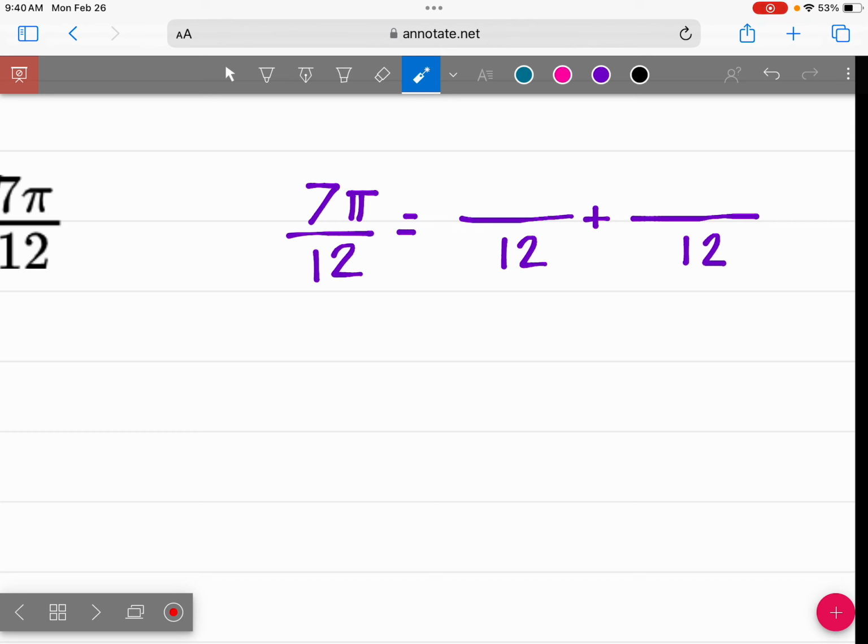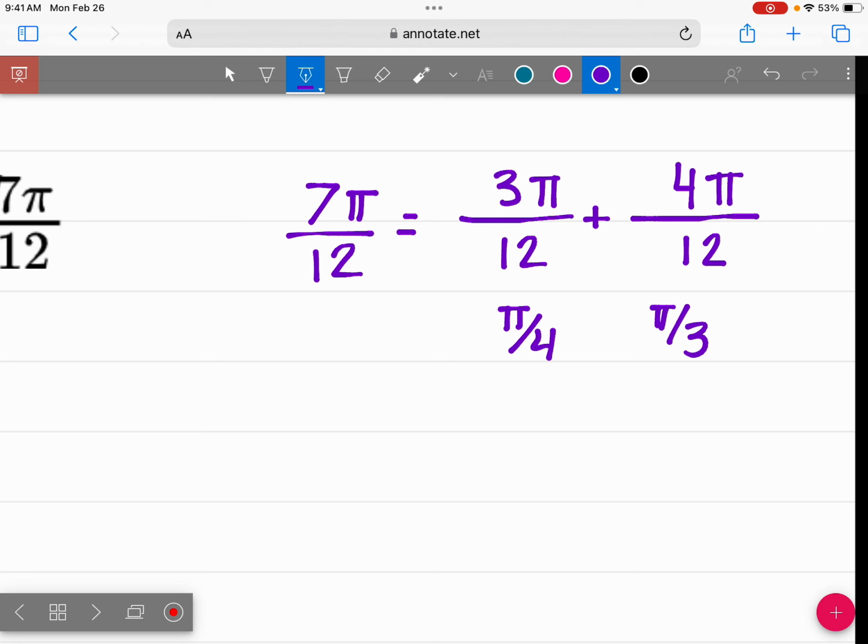If I do 5 over 12, is that something on the unit circle? No. So 5 and 2 does add up to 7, but it doesn't help us. If we think about 3 and 4, if I put 3 pi over 12, does that simplify into something on the unit circle? Yes. Because we can make 3 pi and 4 pi that adds up to be 7 pi over 12. These also then simplify to be pi over 4, which is something we know, and pi over 3, which is also something we know.